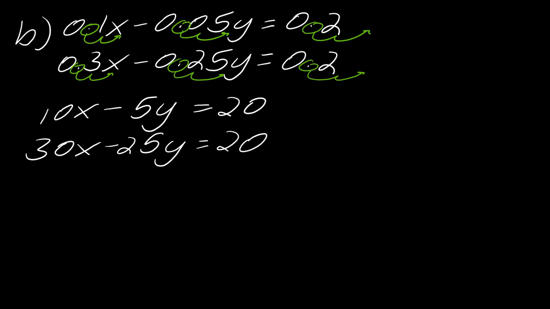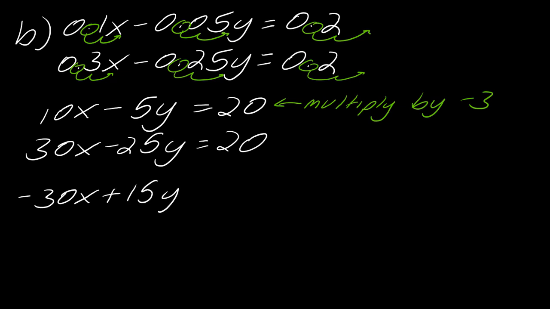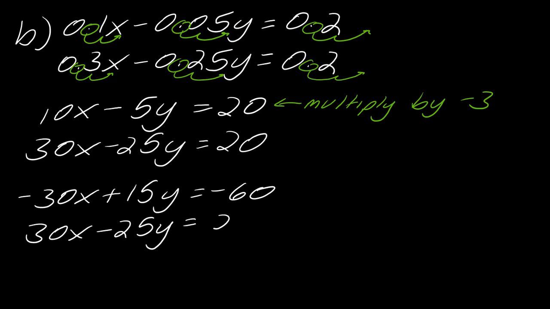So if you want to pause and maybe finish the problem on your own, that would be great practice. For my purposes, I guess I'm going to multiply this equation by -3. You could have multiplied it by something else. That's just what stands out to me. So if I multiply this equation by -3, this becomes negative 30x plus 15y equals negative 60, and 30x minus 25y equals 20.